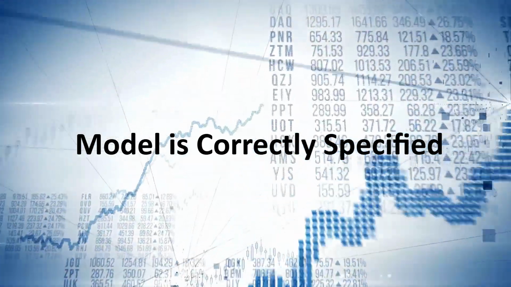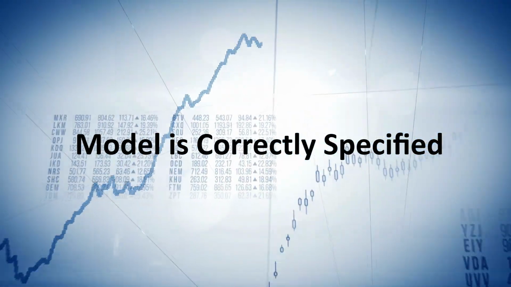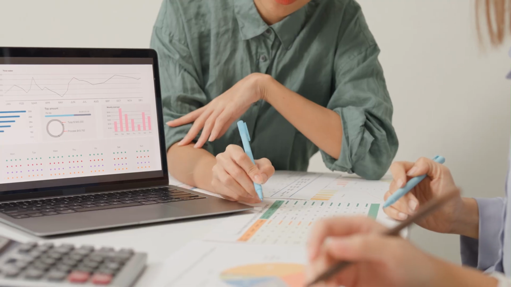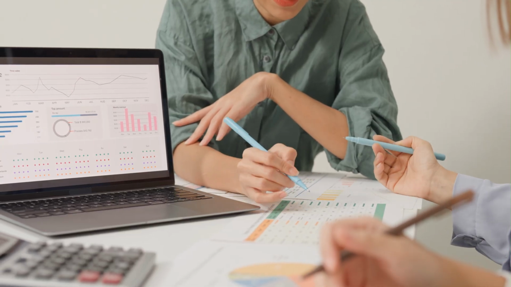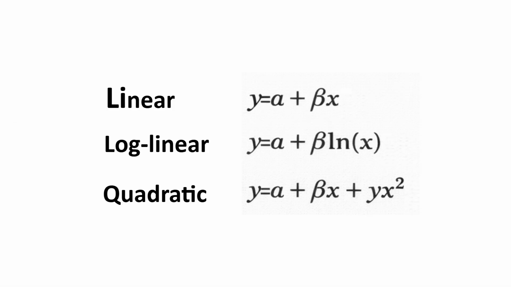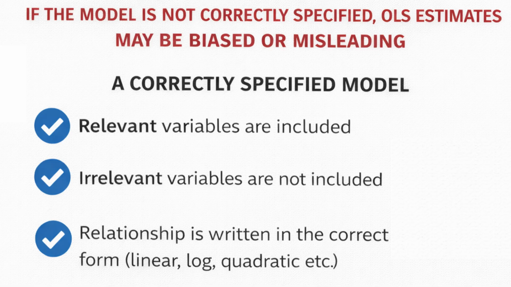In econometrics, saying the model should be correctly specified means that the regression model must include the right variables, the correct functional form, and the correct relationship between them. If the model is not correctly specified, the estimates from ordinary least squares may become biased or misleading. A correctly specified model means relevant variables are included, irrelevant variables are not included, and the relationship is written in the correct form, such as linear, log linear, quadratic, and so on. If these conditions are not met, the model becomes misspecified.